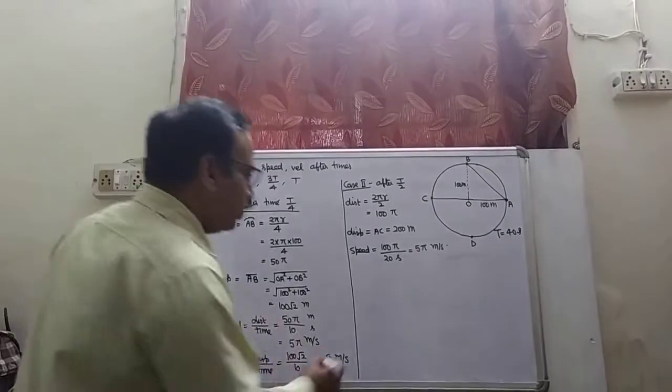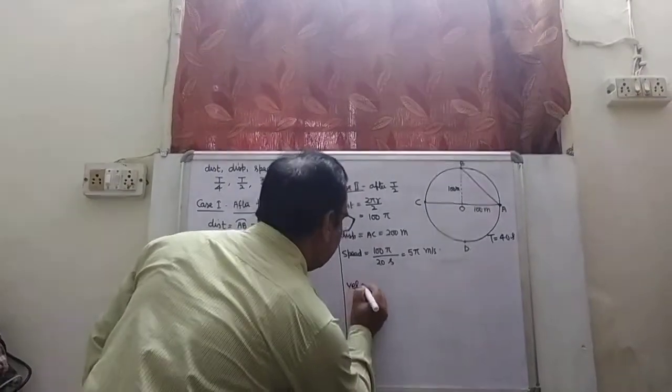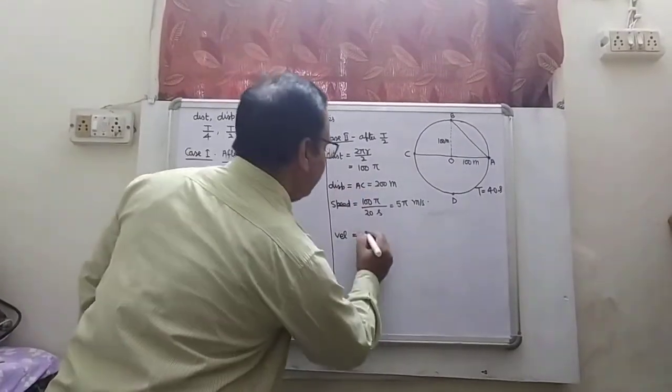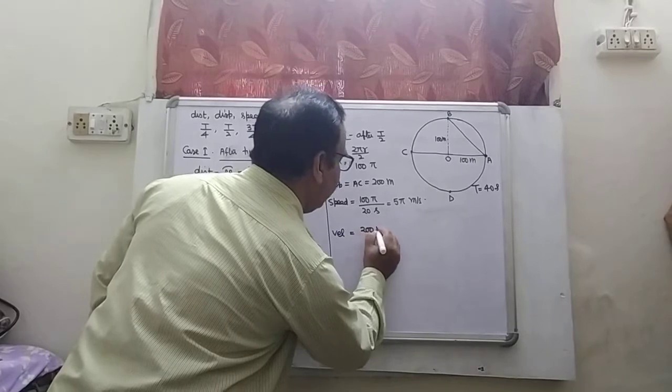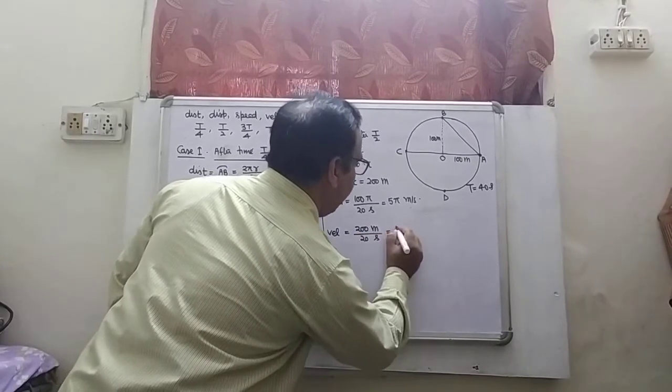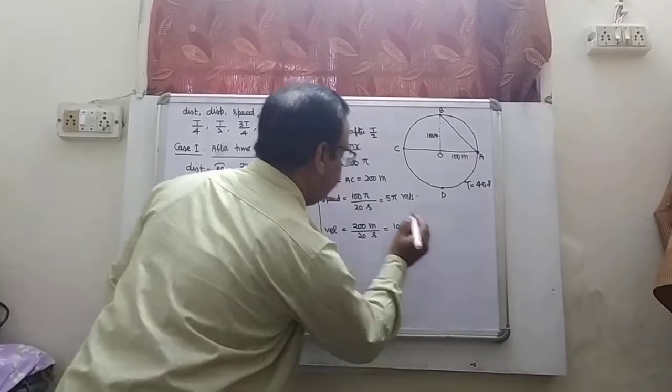Okay, now what should be velocity? Velocity is displacement upon time, and displacement is 200 meter. Time is 20 seconds, so it will be 10 meter per second.